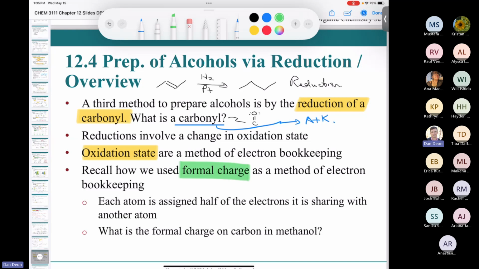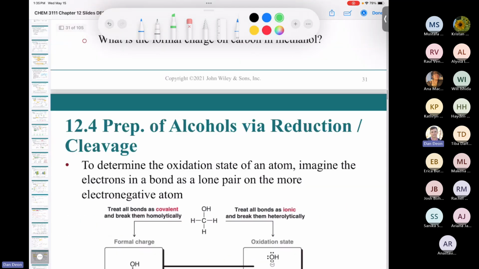I'm dead serious, okay? Because if you're thinking, well, I know how to do oxidation state from General Chemistry 1, and I know how to do formal charge, valence electrons minus sticks minus dots, but they are two different ways of keeping track of electrons, and I'll go over that with you. So let's take a look.